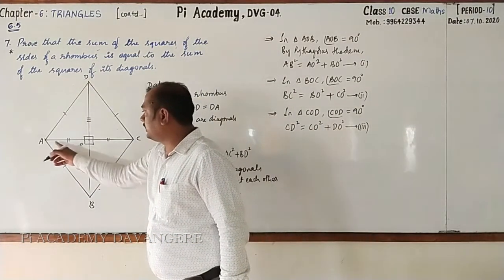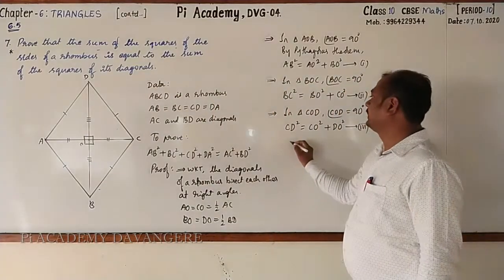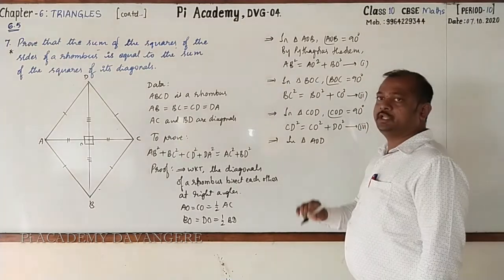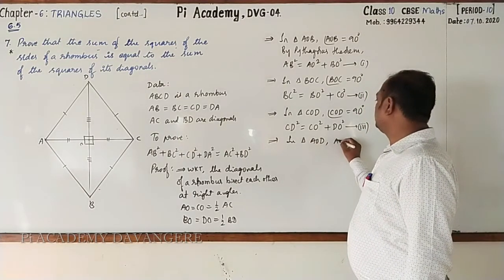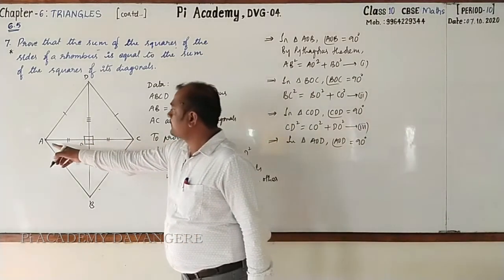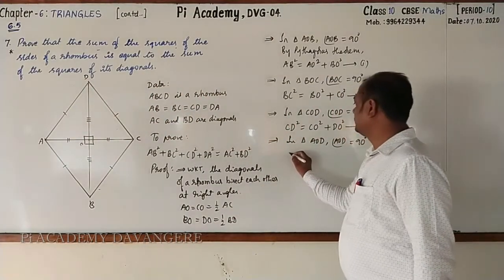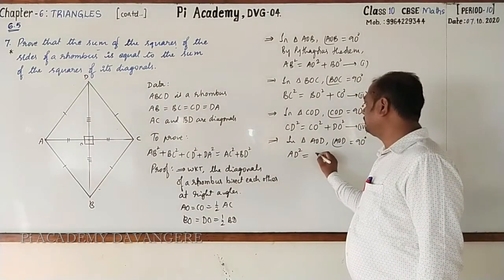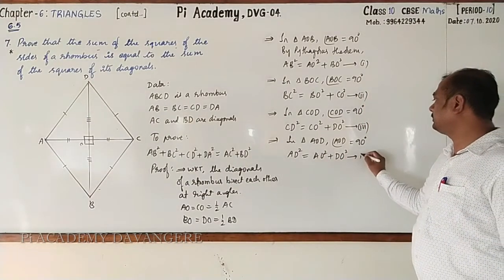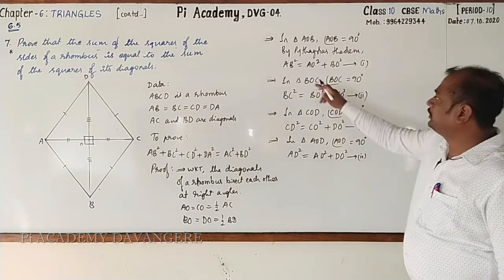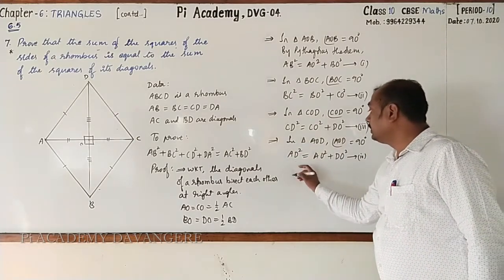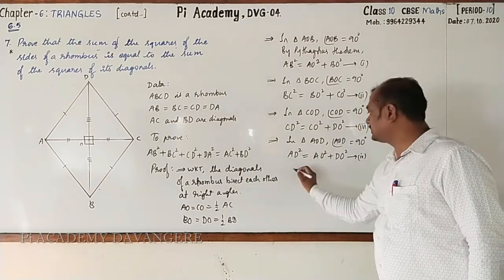Next, the fourth triangle, AOD. In triangle AOD, angle AOD equal to 90 degree. Then AD square is equal to AO square plus DO square. Call it statement 4. We want AB square plus BC square plus CD square plus AD square. Hence, let us go for adding all the 4 statements.